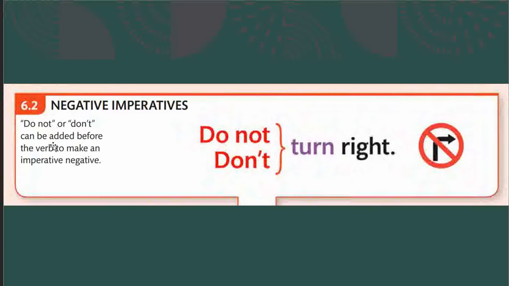Do or do not can be added before the verb to make it a negative imperative. Imperative means order, but here a negative order. Do not turn right. You can see the sign of turning right, and this says do not turn right. Or another way is to use the contraction and say don't turn right.